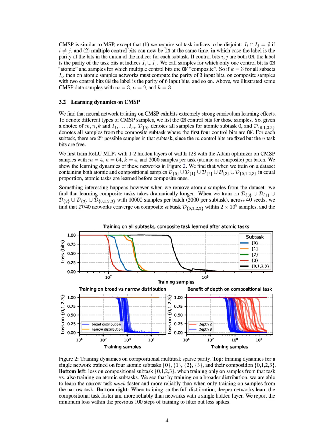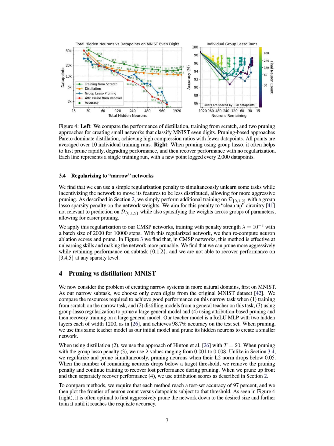For the CMSP task, we trained neural networks on both atomic and composite samples to observe curriculum learning effects, measuring convergence rates and performance on subtasks. In the MNIST experiments, we focused on a narrow subtask of recognizing even digits, comparing the performance of models trained from scratch, distilled models, and those created through pruning with group lasso regularization.